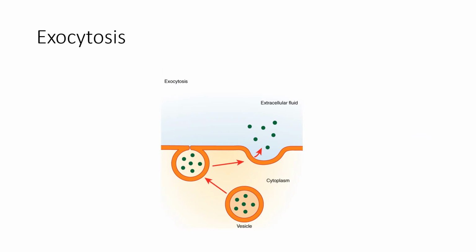Now, exocytosis is release of something from a cell. So the cell has made something and it's packaged it into what's called a vesicle. The vesicle is going to fuse with the cell membrane, and that substance, whatever it was, is going to get released. That's called exocytosis. Things like neurotransmitters, for instance, serotonin, will get released by exocytosis. But remember, any form of endocytosis or exocytosis requires energy. It's a form of active transport.